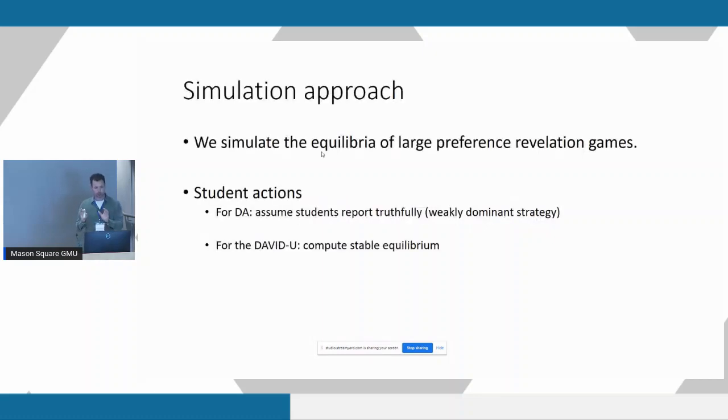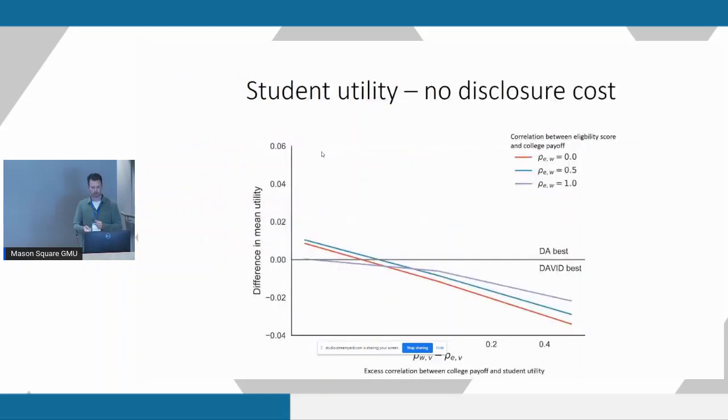Okay. So first, this is a simulation approach. This was some earlier work that we did, and we compare deferred acceptance without screening to a setting where we start allowing agents to report the true type and be screened. So the unified David mechanism.